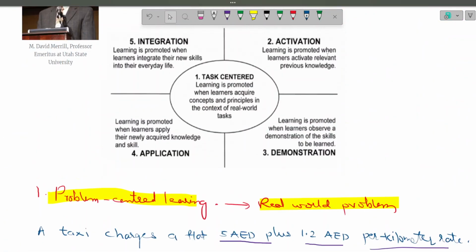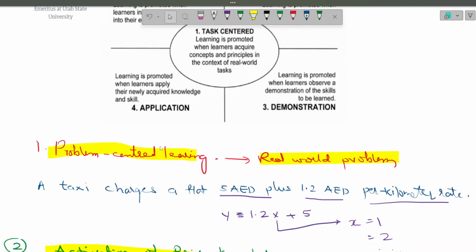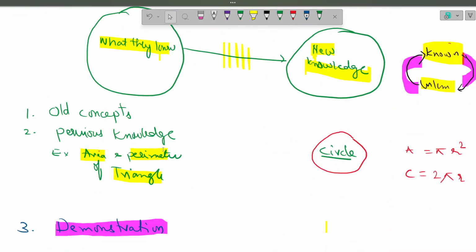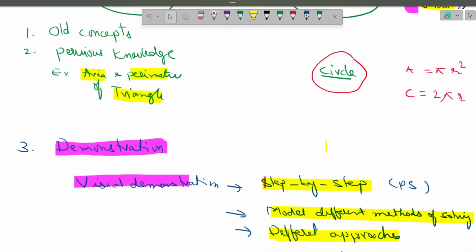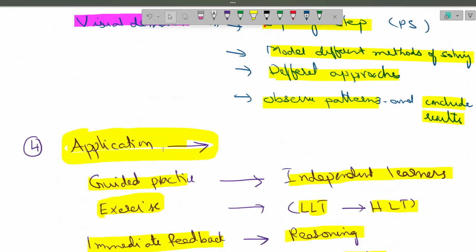You see, we have discussed all five things of David Merrill: task centered, problem centered, second activation, demonstration, application, then integration. And we have discussed the benefits of this, and keeping in mind our math model, how we can apply it in our math class.